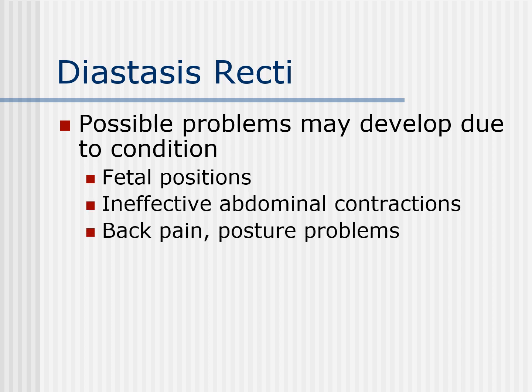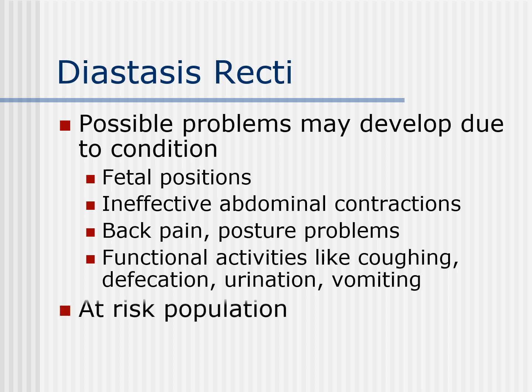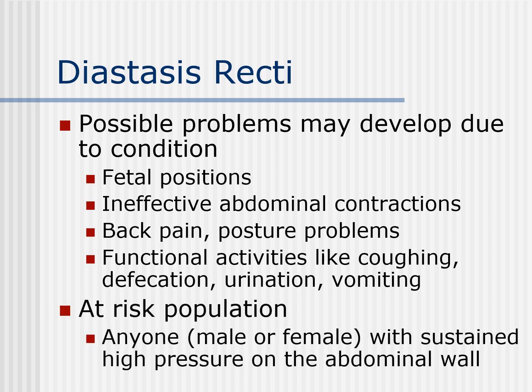Ineffective abdominal contractions during or after pregnancy, back pain and postural problems because of the weakness of the abdominal wall, and problems with activities that require the generation of high intra-abdominal pressure. The at-risk population includes anyone, male or female, with sustained high pressure on the abdominal wall, but pregnancy is probably the most common reason for this high sustained pressure.